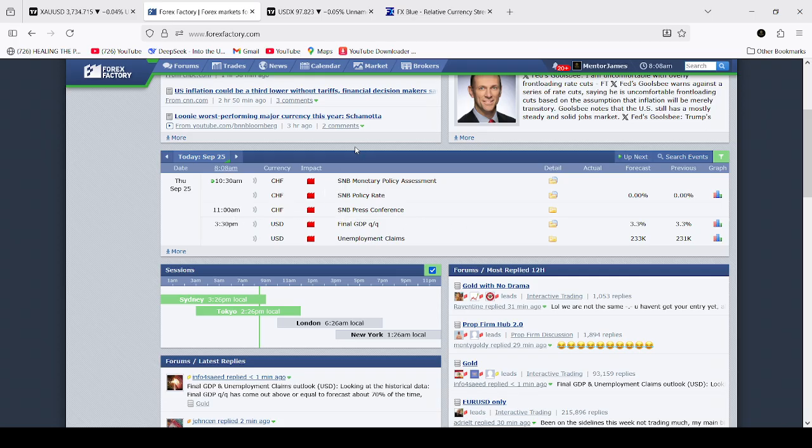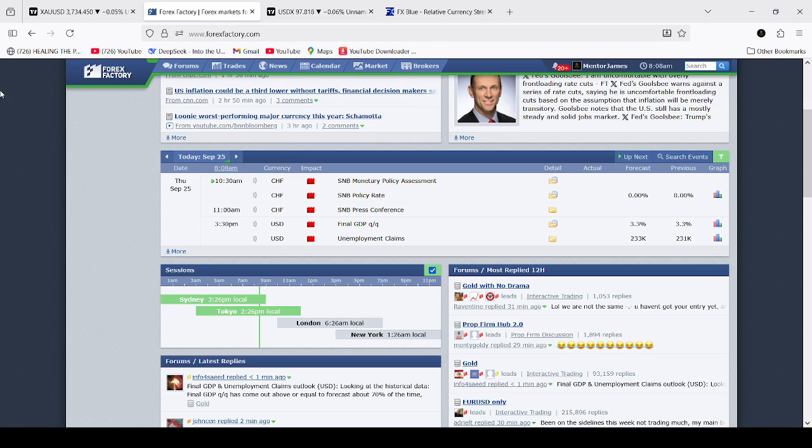So if you want to trade this asset, the best time for you to trade is 11 a.m., because the speech that will come from the chair of CHF will be able to give you the direction of the market.